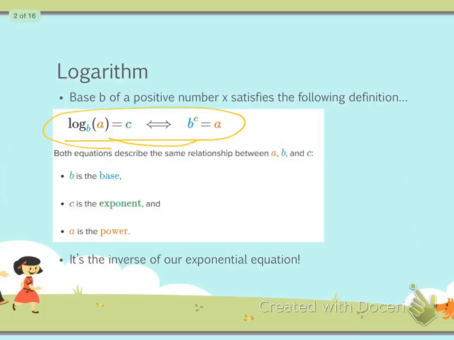Okay, so this is what our basic logarithms could look like. We can go from logarithm form to exponential form. b is always going to be your base. So here are my bases. And then c is going to be your exponent, and a will be your power. And again, the logarithm is the inverse of our exponential equation.